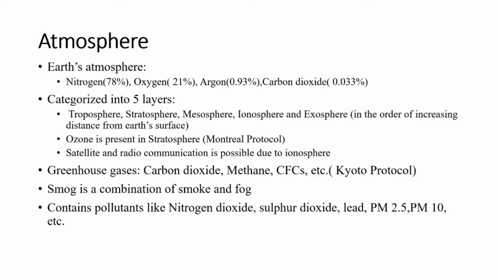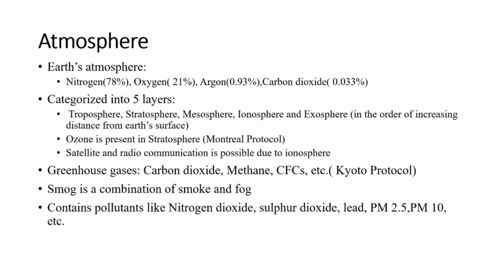Earth's atmosphere can be categorized into 5 different layers. These 5 layers are troposphere, stratosphere, mesosphere, ionosphere and exosphere, as we move away from the Earth's surface. The first one is the troposphere, which is closest to the Earth's surface, that part of the atmosphere where we live. The troposphere is also where pollution is maximum.